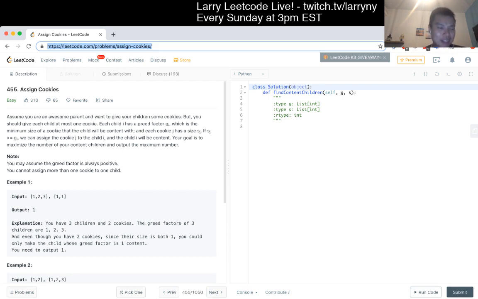If s sub j is greater or equal to g sub i, we can assign the cookie j to child i, and the child i will be content. Your goal is to maximize the number of your content children and output the maximum number. You may assume that the greed factor is always positive. You cannot assign more than one cookie to one child. Okay.